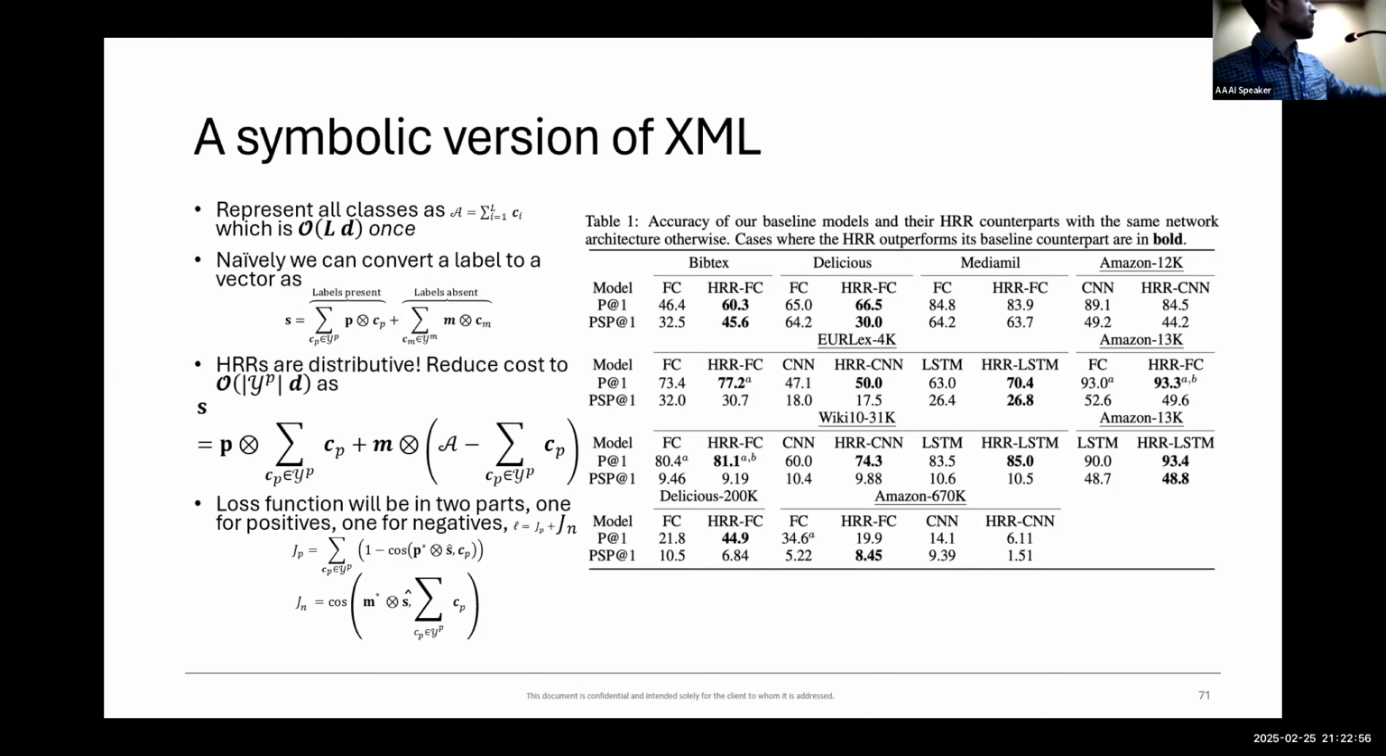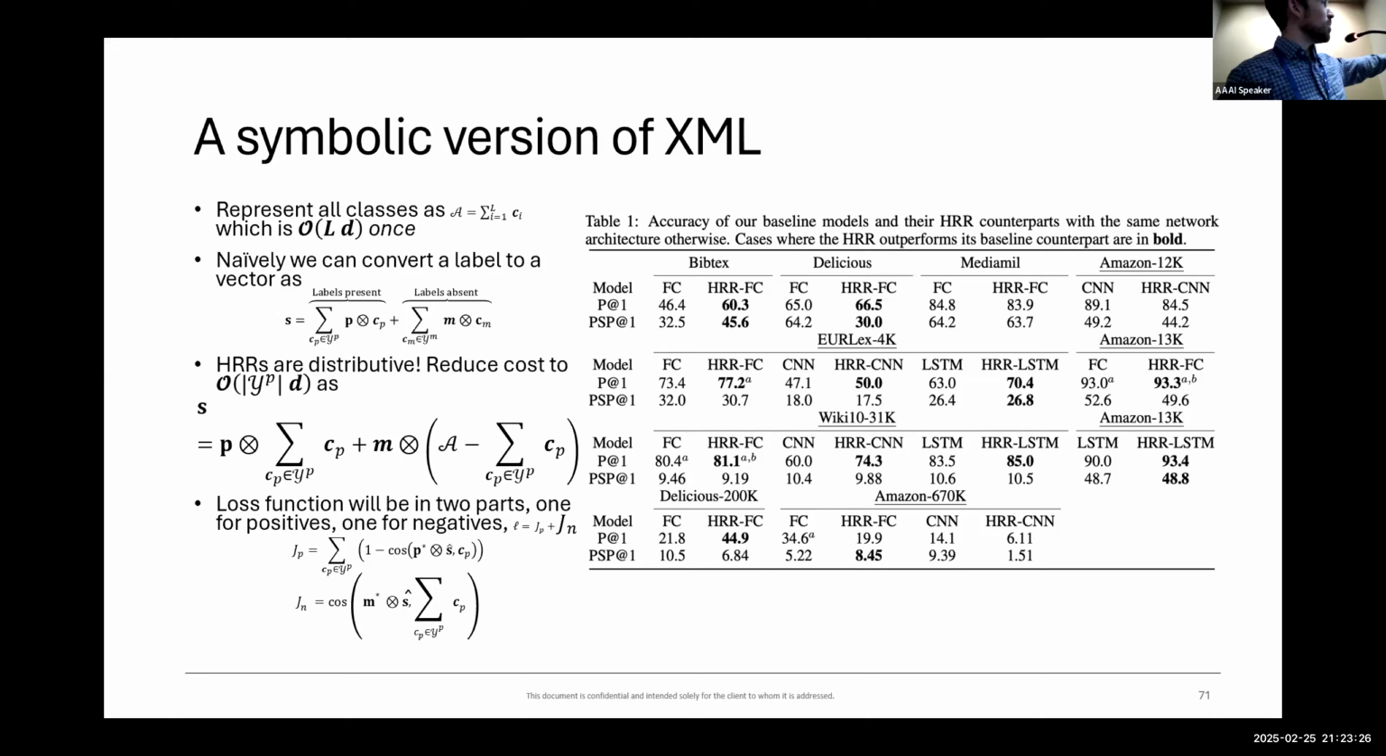And we can. And so what we do is we create a sentence or statement vector that is every class that's actually present in the true label bound with the concept of present, plus every missing class bound with the concept of missing. Now, at first, this seems useless because I'm still iterating over a million things. But we have symbolic properties of HRRs and VSAs.